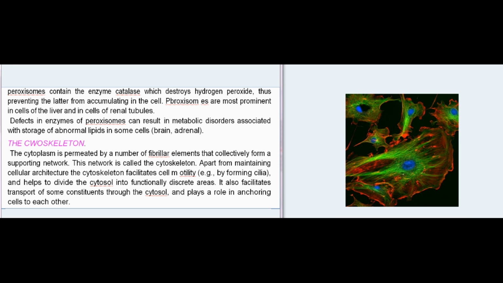Peroxisomes are most prominent in cells of the liver and in cells of renal tubules. Defects in enzymes of peroxisomes can result in metabolic disorders associated with storage of abnormal lipids in some cells, for example brain and adrenal.